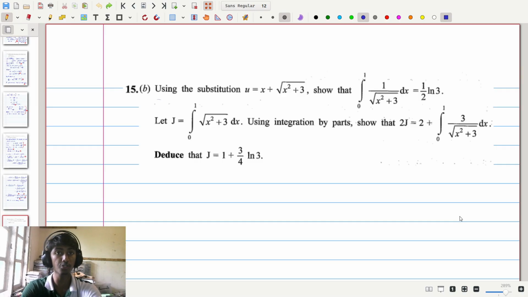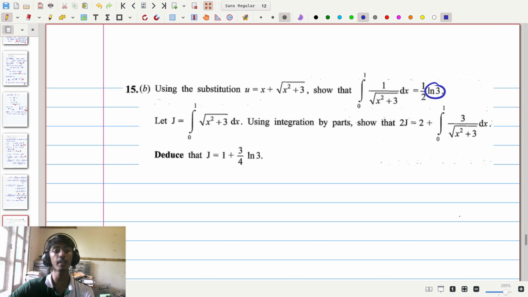Part B of this question has to do with integration using u substitution and integration by parts. The question says, using the substitution u equals x plus the square root of x squared plus 3, show that the integral from 0 up to 1 of 1 over the square root of x squared plus 3 dx is equal to 1/2 of the natural logarithm of 3.